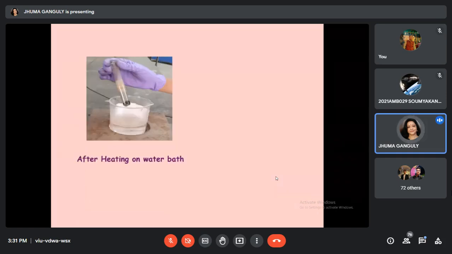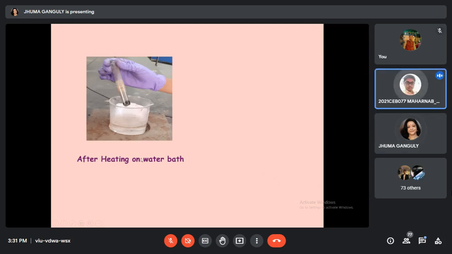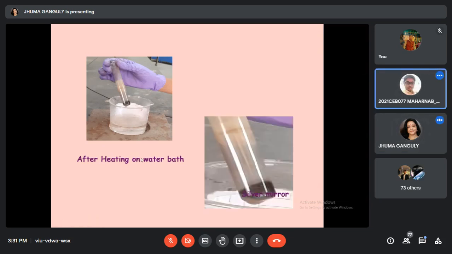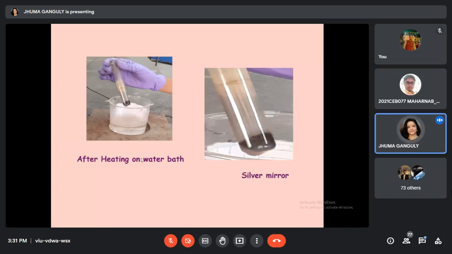After heating, we need strong heating, and then you can see this silver. Yes, ma'am, it is shining, because it's like a mirror, with much more reflection. So a silver mirror is formed, and that is the test for the aldehyde group.